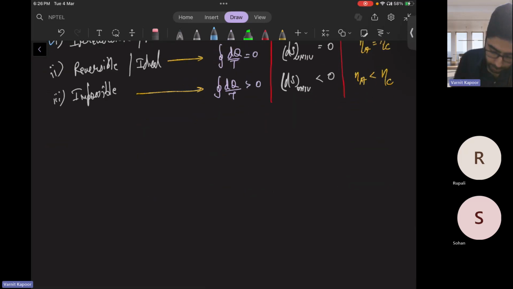So the first question is that we have done this question earlier also, but now through the concept of entropy, we are discussing the second law. So through the concept of entropy, you have to prove that PV raised to the power of gamma is constant for a reversible adiabatic process.